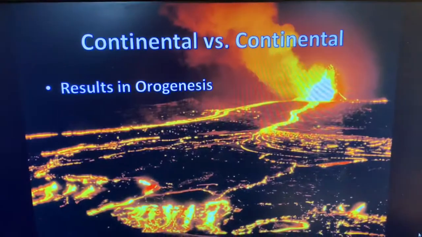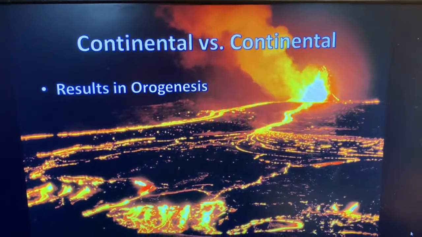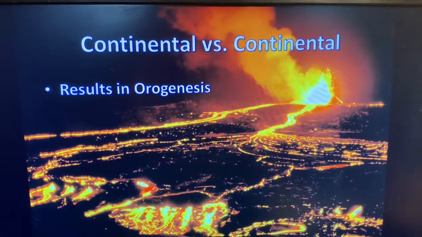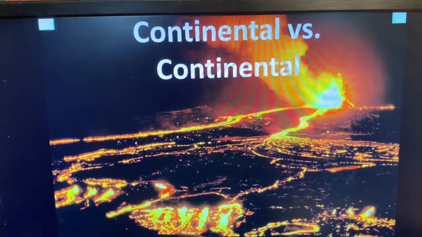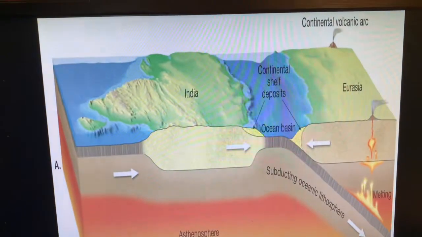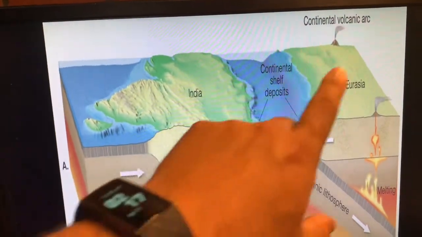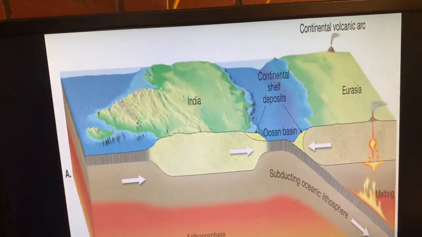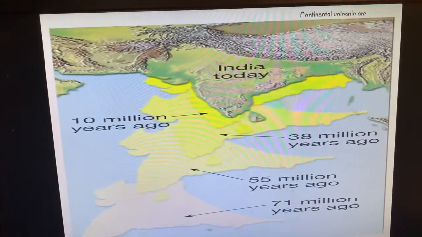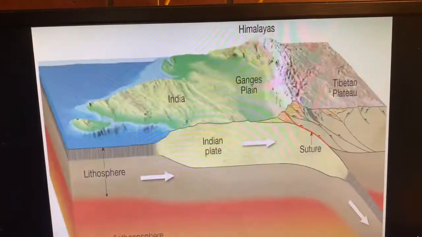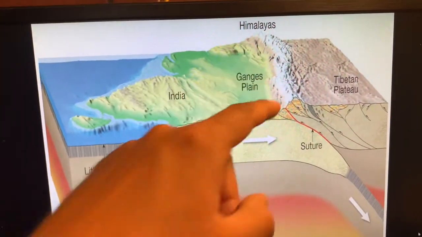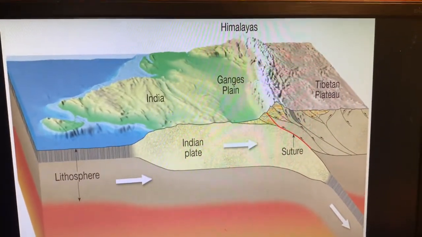The last type of convergent boundary we have is a continental plate versus another continental plate. This results in what we call orogenesis. I'll talk about what that means. When we have continental versus continental, what does that mean? It means you have granite and other granite. And when these two collide, what's going to happen is like what happened in modern day India. You're going to form mountains. The Himalaya mountains were formed through this process.